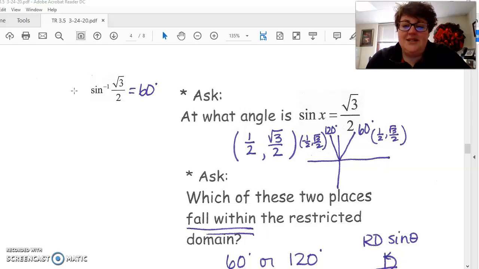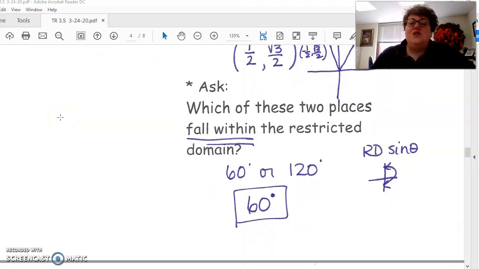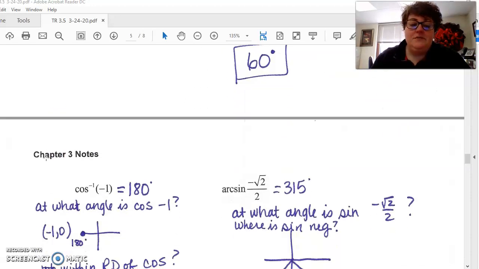So sine is root 3 over 2 at 60 degrees, but it's also at 120 because it doesn't matter what the cosine is, whether it's positive or negative. So we have 60 and 120. Then the question you ask yourself is, which of these two places fall within the restricted domain of sine? Remember, sine is first and fourth quadrants, so the 60 falls in the first or the fourth. So we're looking for 60 degrees there.